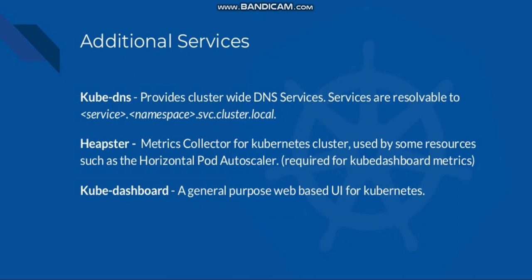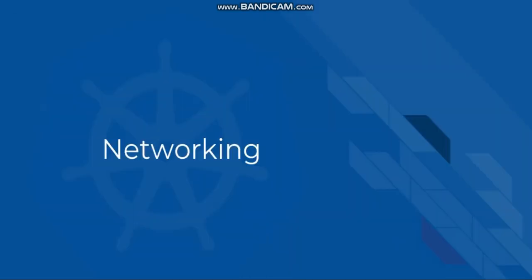Additional services are also there in Kubernetes. There is kube-dns, which provides cluster-wide DNS service, resolvable to service namespace svc cluster local. Heapster is a metrics collector for the Kubernetes cluster, used by some resources such as the horizontal pod autoscaler and required for Kube dashboard metrics. Kube dashboard is a general purpose web-based UI for Kubernetes.